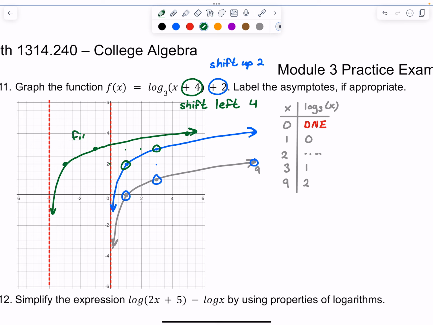And as always, I like to label which one is my final answer. In this case, my final answer is in green.